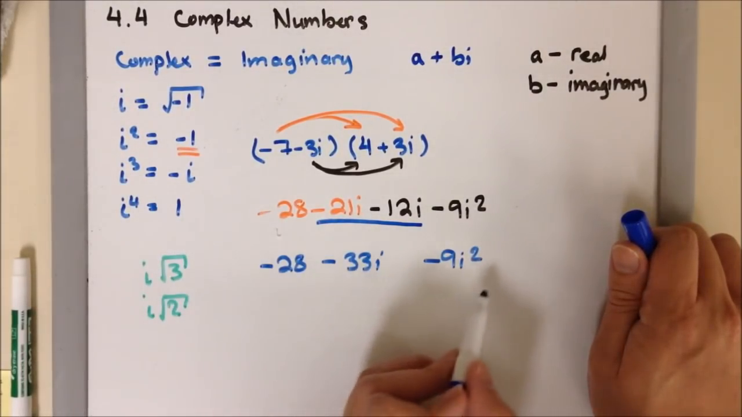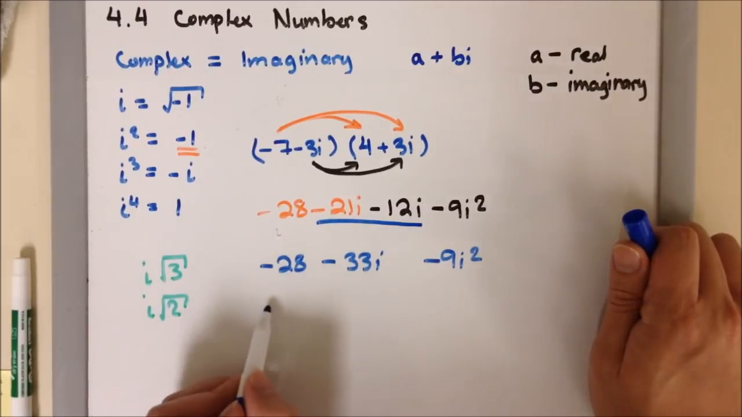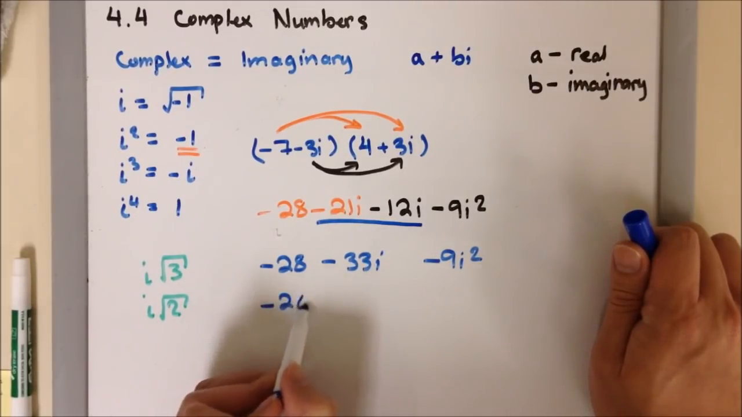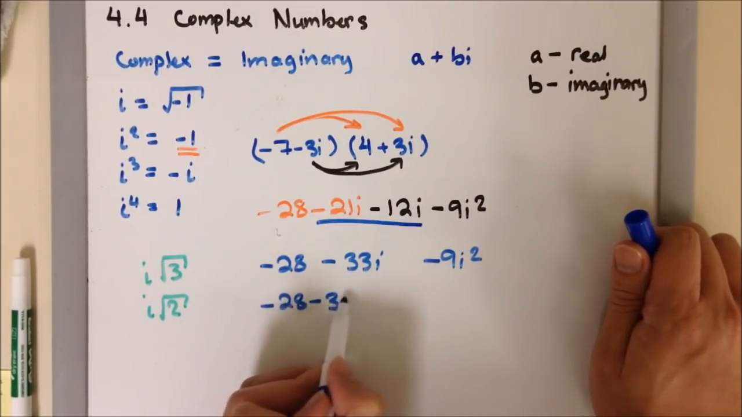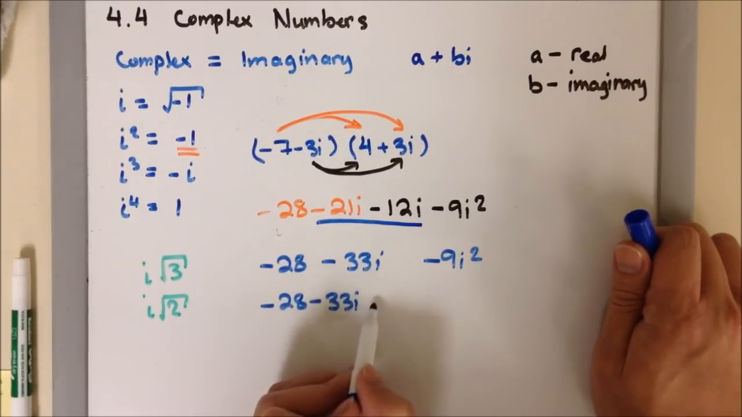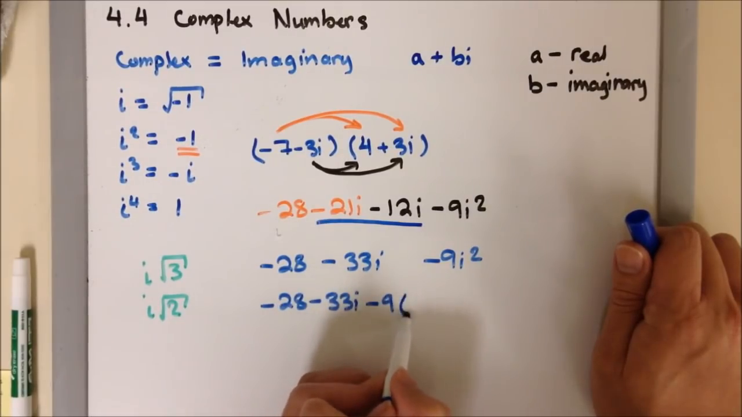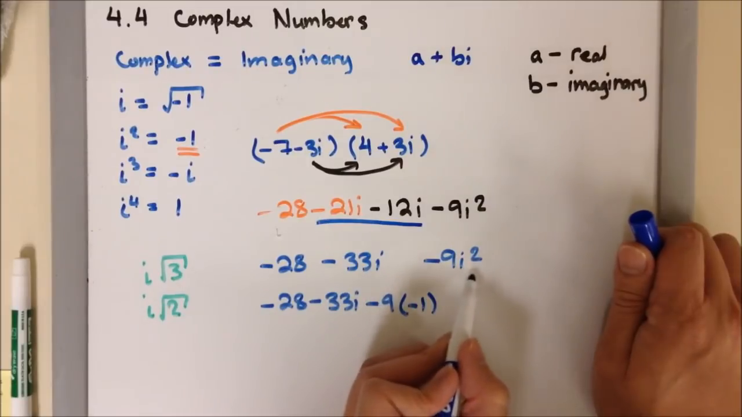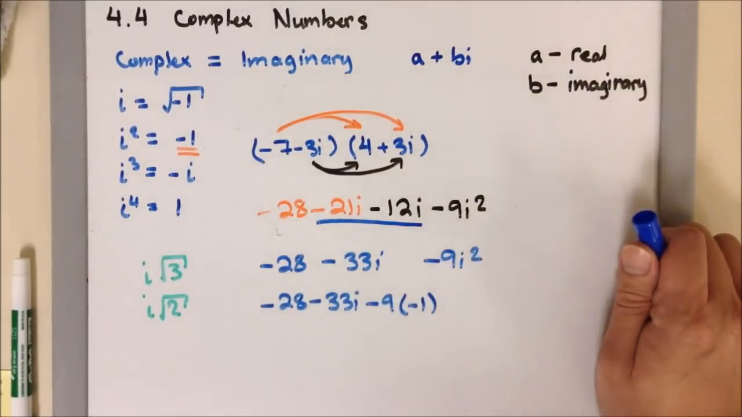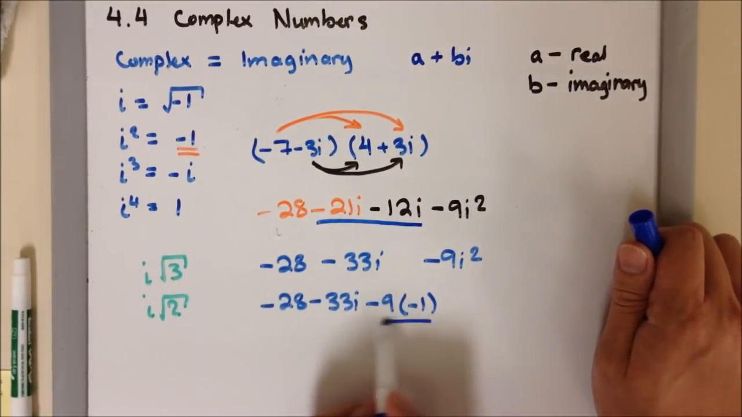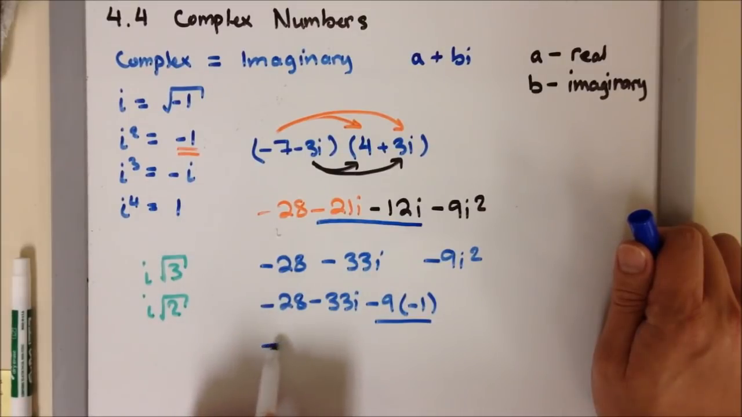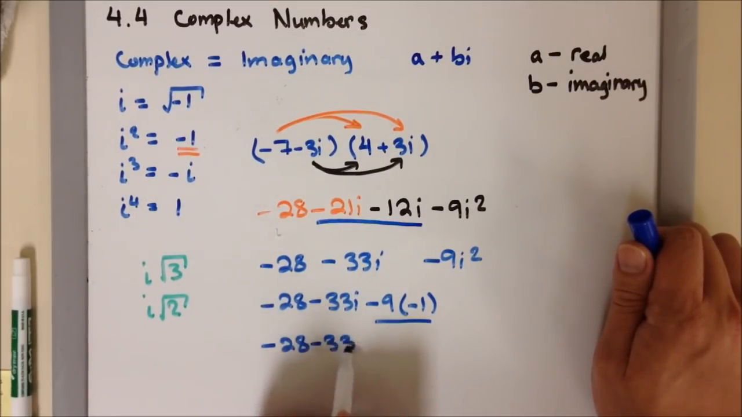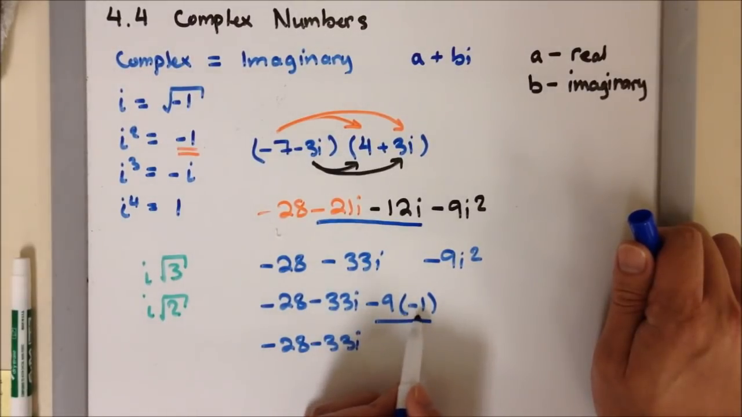Next, I need to switch out i squared with negative 1. So it will be negative 28 minus 33i, negative 9 times negative 1. Again, I switch out i squared with negative 1. So I'm going to simplify this. So it will be negative 28 minus 33i. Negative 9 times negative 1 will be plus 9.